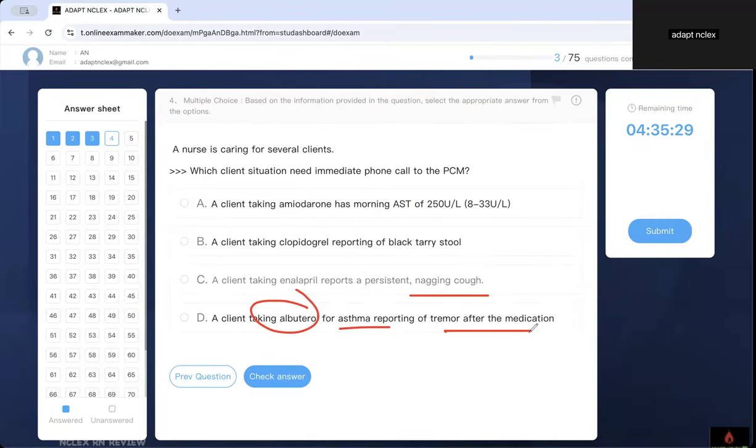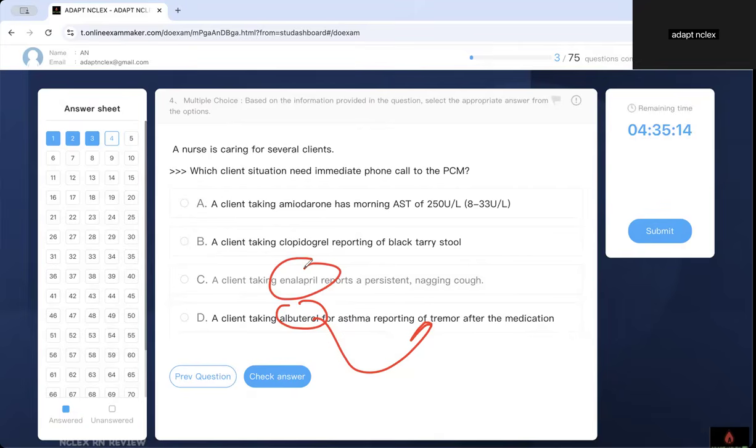This is prioritization. I want you to hate it. Prioritization is everything about the NCLEX. You have to master it, and you have to feel comfortable. If I give you albuterol, it's a beta agonist. You're going to have tremor. If you take an ACE inhibitor like enalapril, nagging cough is a warning sign. You let the doctor know, and if it doesn't help, we change your medication to an ARB.